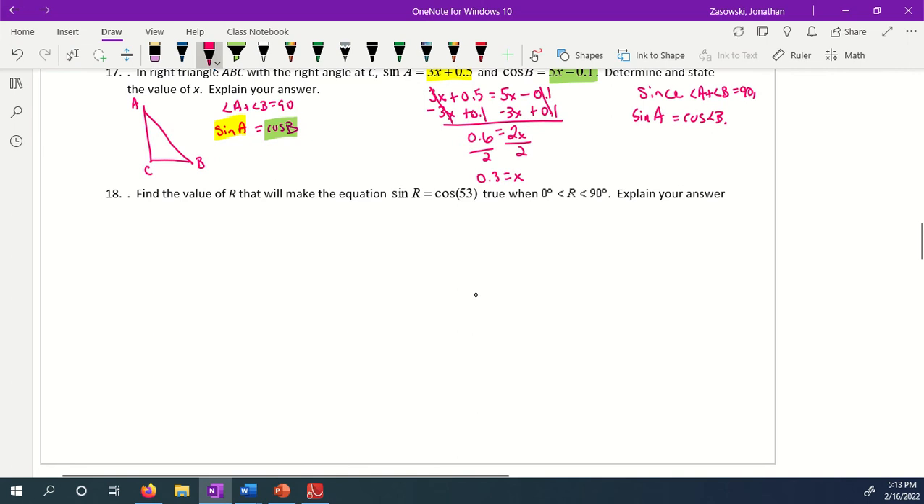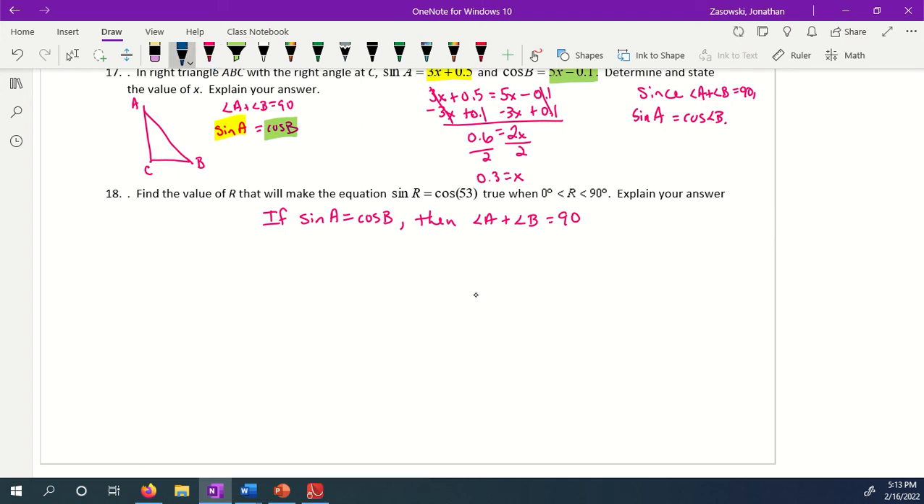Okay, number 18, find the value of R that makes this equation true. Just remember, if the sine of A is equal to the cosine of B, then what do we know? We know that angle A plus angle B is equal to 90.